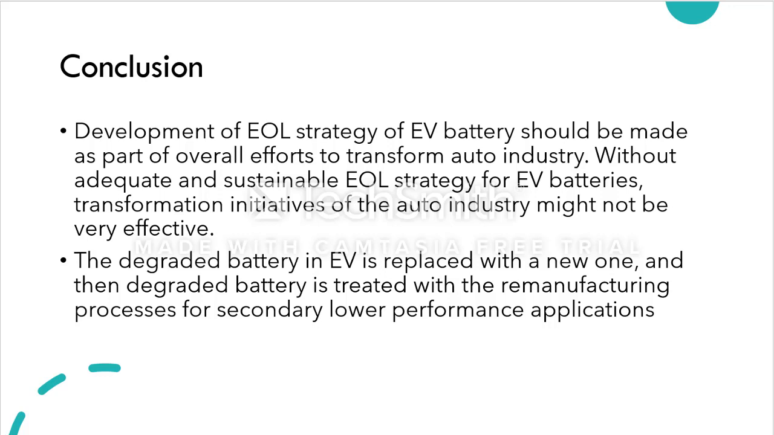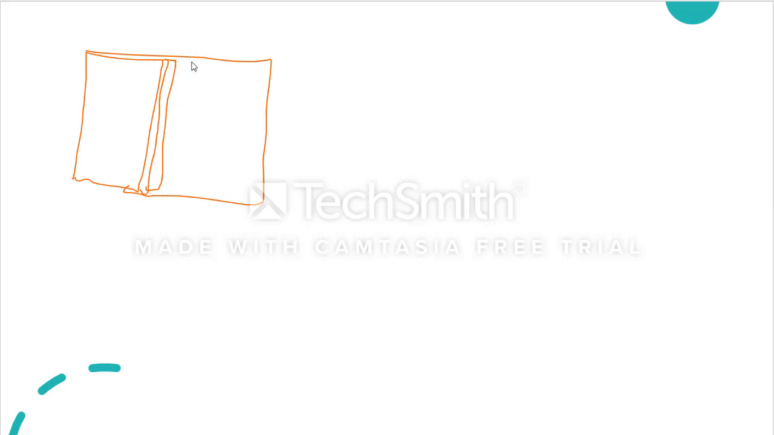And the degraded battery in EV is replaced with a new one, and then the degraded battery is treated with a remanufacturing process for secondary lower performance application. So, in short, what's happening here of what we studied about the issues and options is that one of the issues that we have is what really happens to the battery if we have a battery that looks like this, and then we have, if you were to say this is the battery sheet and this is the whole battery, layers of sheets which are present over here. Okay, so this is the battery, how it looks like, and then the layer goes on and on.